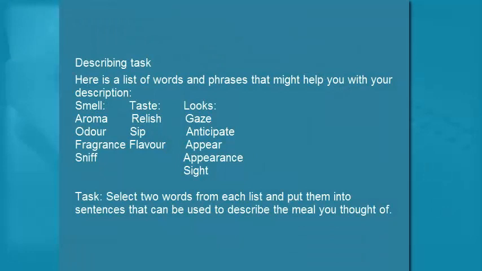Describing task. Here is a list of words and phrases that might help you with your description. Smell, aroma, odour, fragrance, sniff. Taste, flavour, relish, sip. Looks, gaze, anticipate, appear, appearance, sight. Task. Select 2 words from each list and put them into sentences that can be used to describe the meal you thought of.